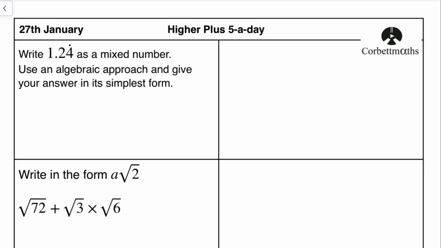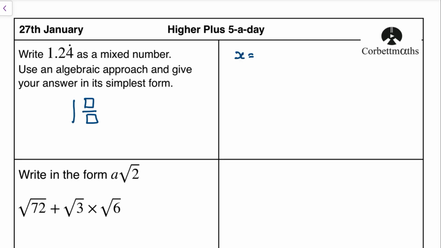Right, 1.24 recurring as a mixed number, use an algebraic approach. Okay, the question is very clear about what it wants me to do. It wants me to write my answer as a mixed number, in other words, something like this. The way I'm going to do it is ignore the 1 and then add the 1 at the end. Now, it's a bit risky because I might forget to put the 1 on, but for the sake of doing this video, it makes things a bit easier.